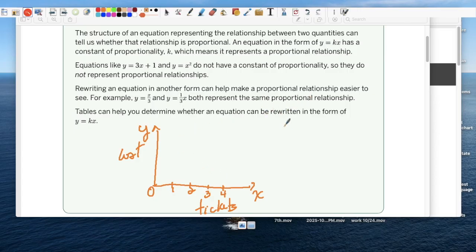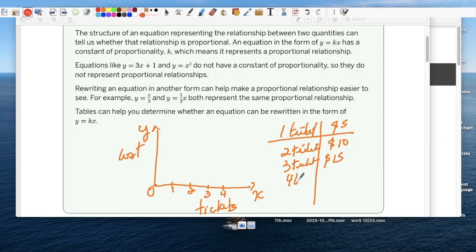So let's say that one ticket is $5. Two tickets would be $10. Three tickets would be $15, and so on. And let me just do one more because that's what I wrote. It'd be $20. This is a proportional relationship. If I asked you to find the constant of proportionality, you would say, here's the unit rate, and this is the constant of proportionality because I'm multiplying everything times 5, times 5, times 5, times 5, times 5.